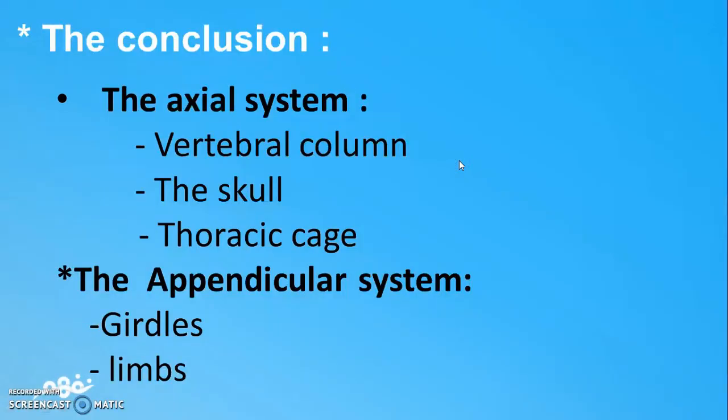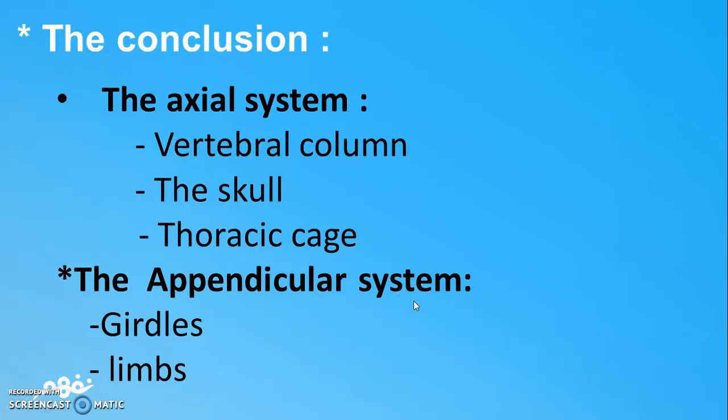So we have reached the end of our lesson. In conclusion, we studied the axial system, including the vertebral column, the skull and the thoracic cage, and also the appendicular system, the girdles, the 2 types of them, and the 4 limbs that we have. That's all about our lesson. Now you can test yourself with some questions.